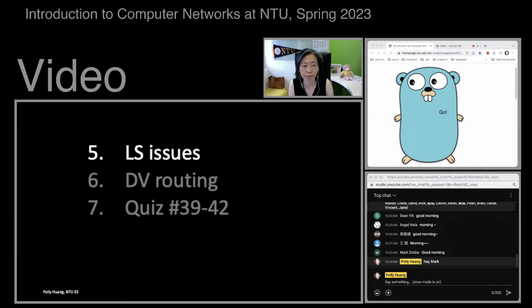All right, so that's how you generate the link state reports, and after collecting the link state reports from all other nodes, you reconstruct the topology before the Dijkstra algorithm is run.